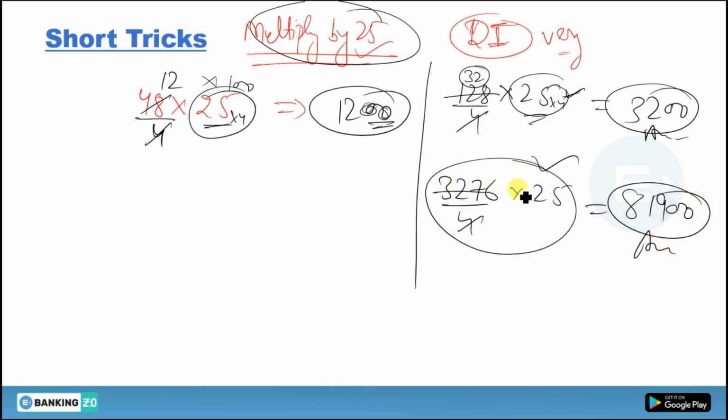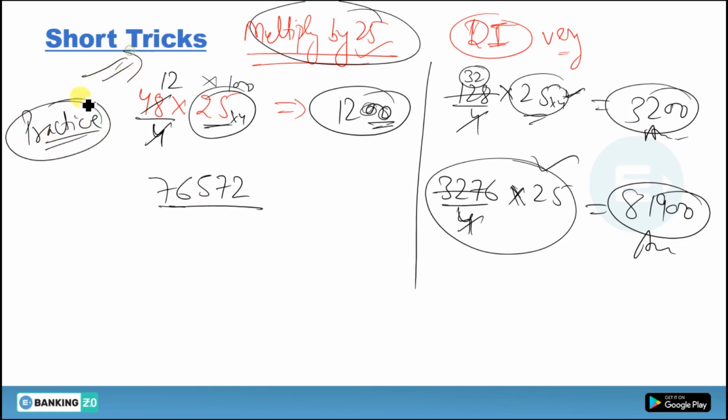If you want to multiply by 25, just divide this number by 4, and you get the answer. This is a very easy trick, and it will help you solve your questions very quickly in the exam. But you need to practice daily. If you want to learn these short tricks, there is one method or one mantra. And what is that mantra? Just practice daily. Practice makes your things permanent.